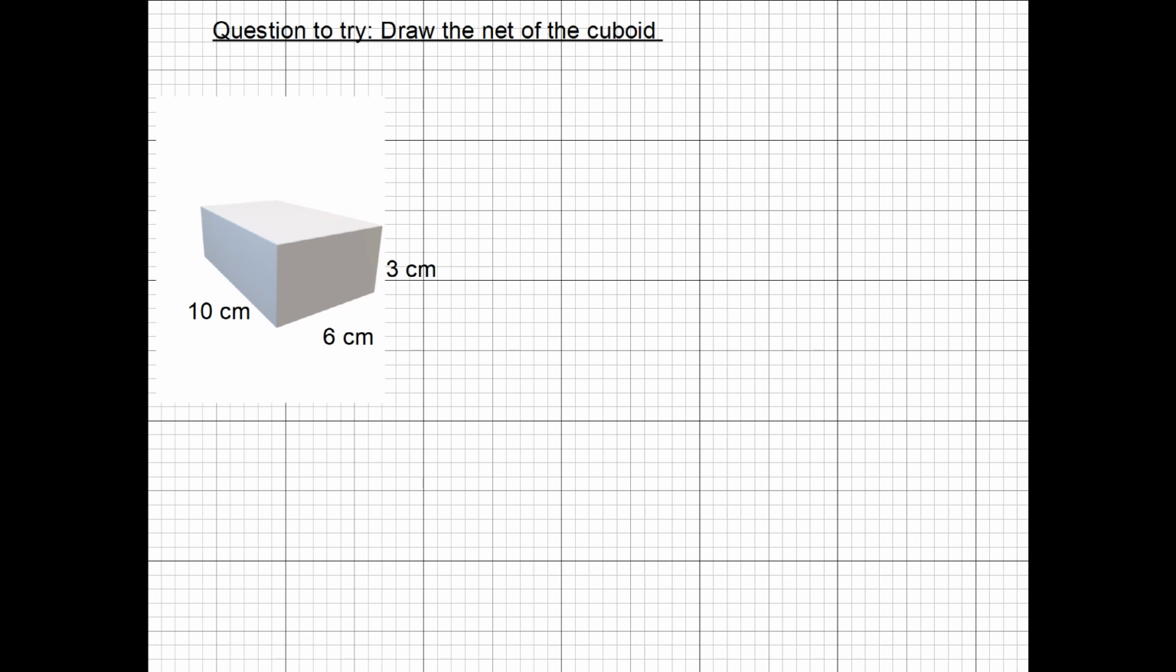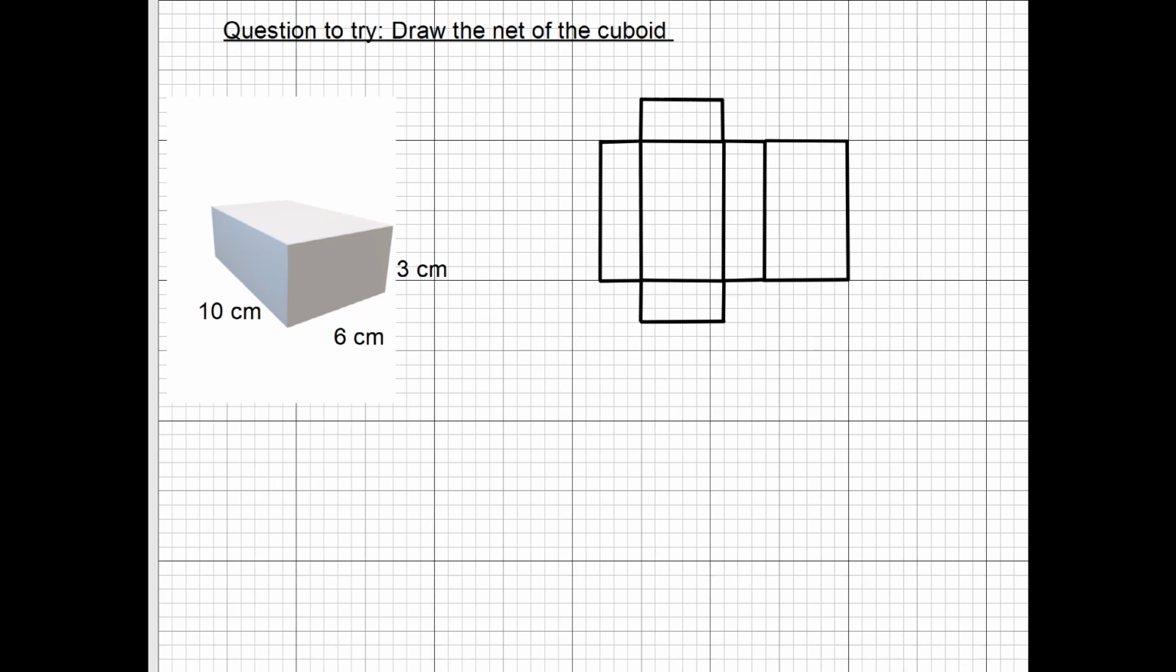Here's a question for you to try. I'd like you to, on some squared paper, draw the net of this cuboid accurately. So get some centimetre squared paper and draw the net of the cuboid, and when you're ready for the answer, press play. Here is the answer, although you could also have drawn it like this. You could also have drawn the net like this, and it would also have been acceptable.